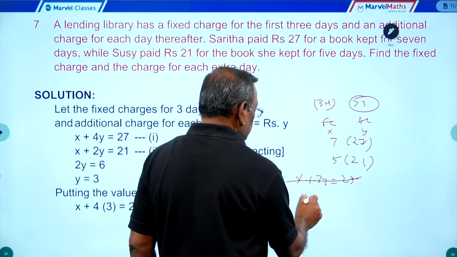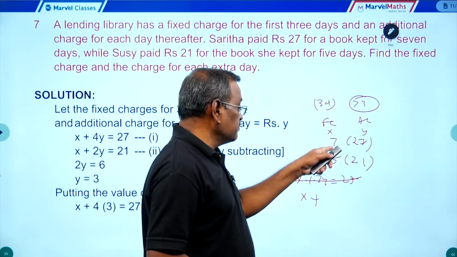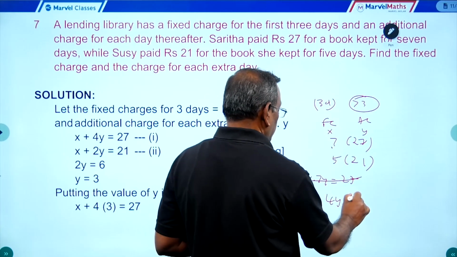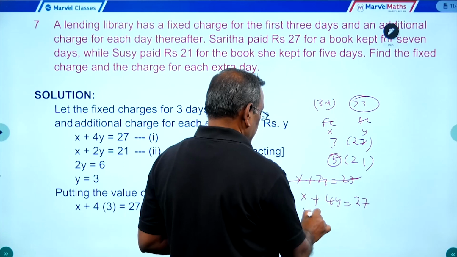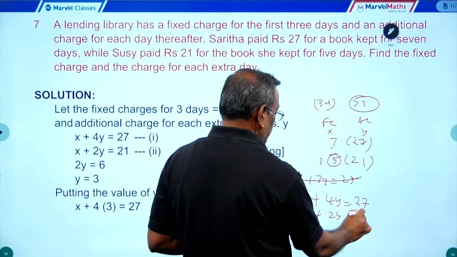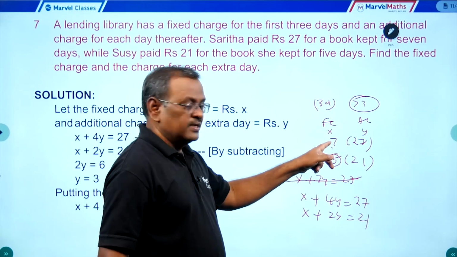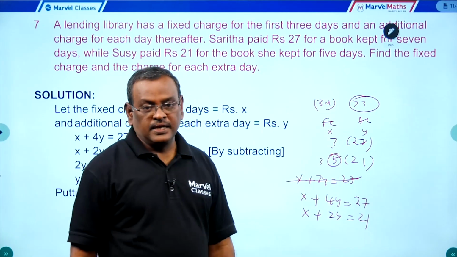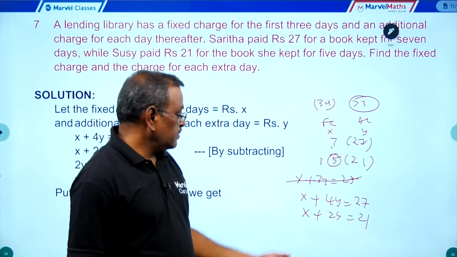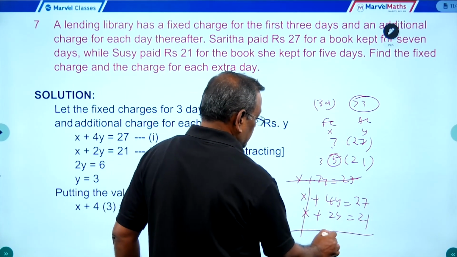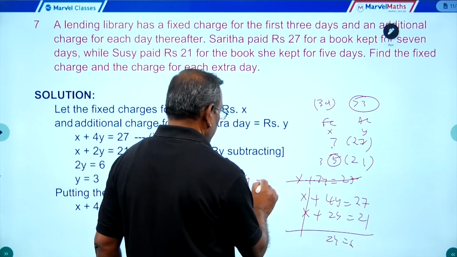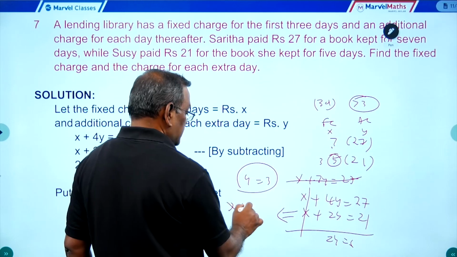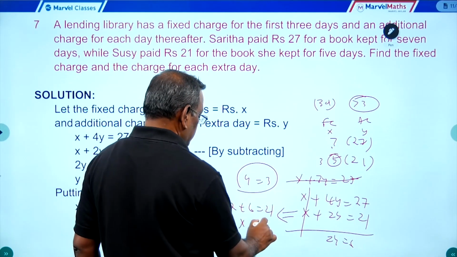You have to omit the first 3 days from the 7 days, so the remaining is 4y. x plus 4y equals 27, and for 5 days, x plus 2y equals 21. Even though 7 days are given, 3 days are for x rupees and the remaining 4 days are for y. Now the elimination method: if we solve these two linear equations and subtract, 2y equals 6, so y equals 3. When y equals 3, the equation becomes x plus 6 equals 21, so x equals 15 rupees.